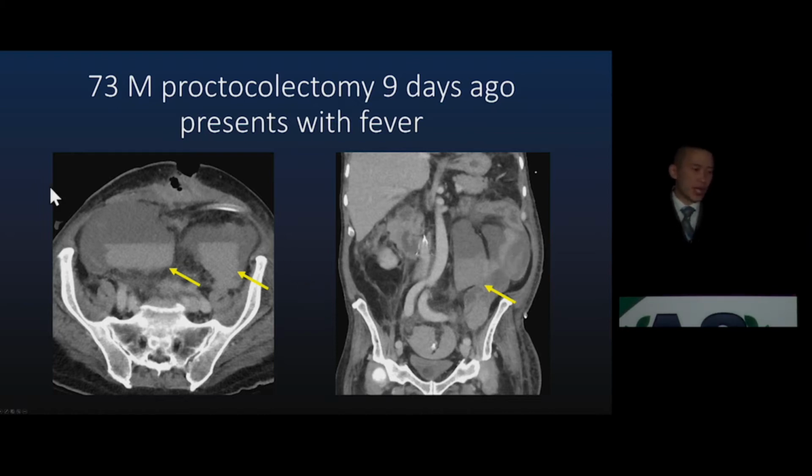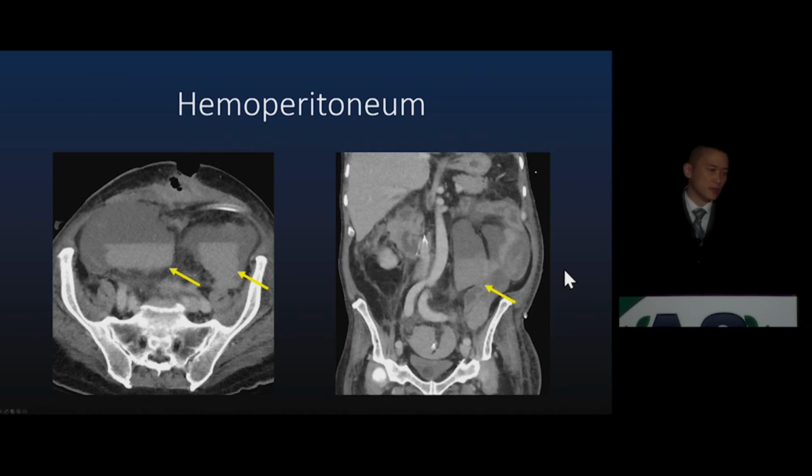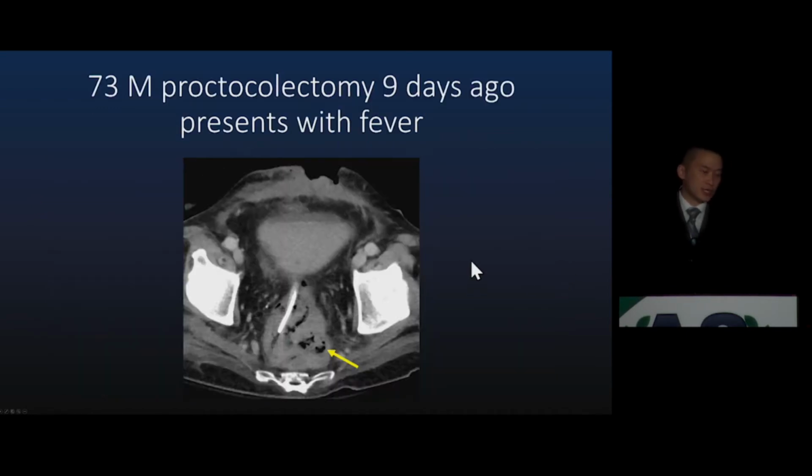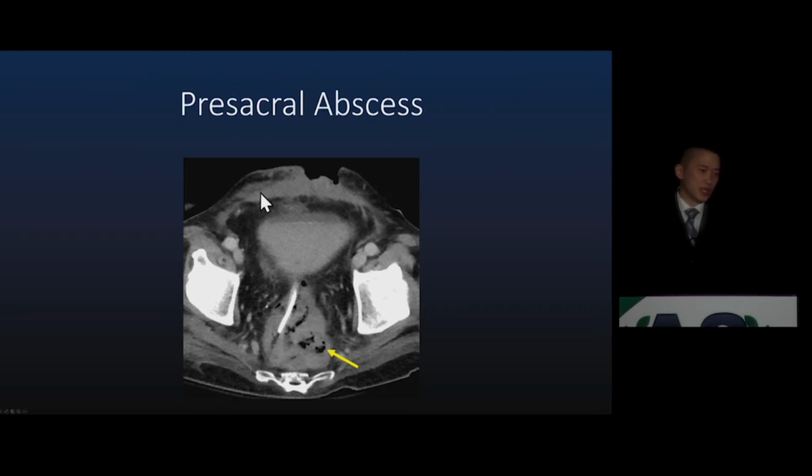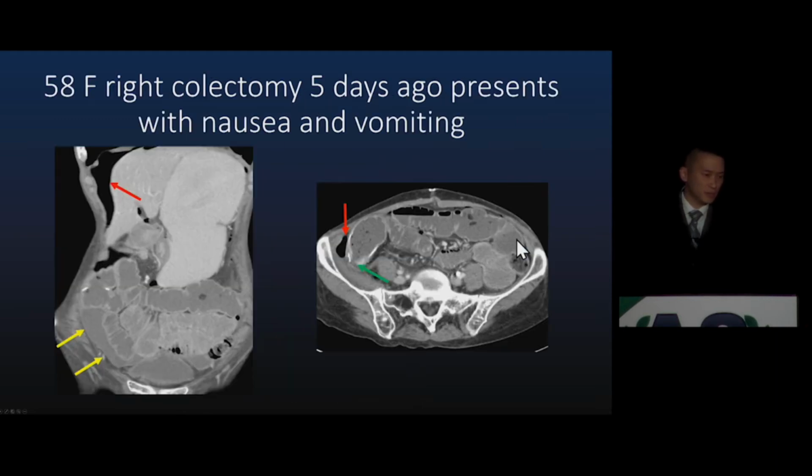We do notice throughout the abdomen there's these hyperdense fluid collections, some of them with fluid levels. We see that again on this coronal image. So this is a hemoperitoneum, so bleeding. Also in the same patient, there's this presacral collection of gas and fluid. So this is a presacral abscess. You'll also notice that there's a lot of soft tissue thickening and stranding in the anterior abdominal wall. There was purulent drainage on clinical exam, so this was also a surgical site infection.